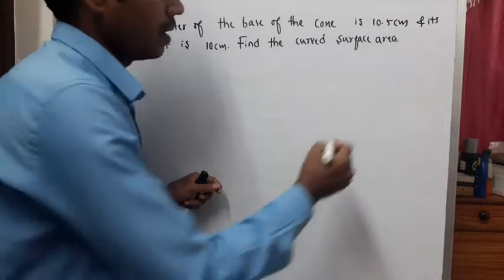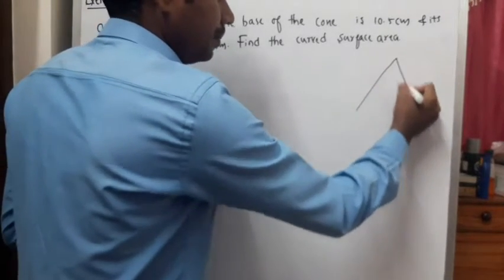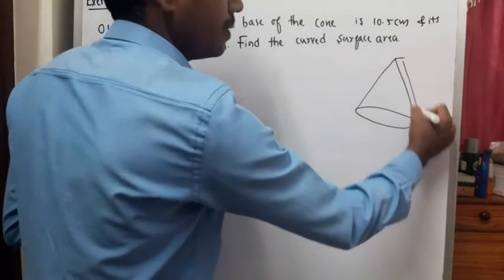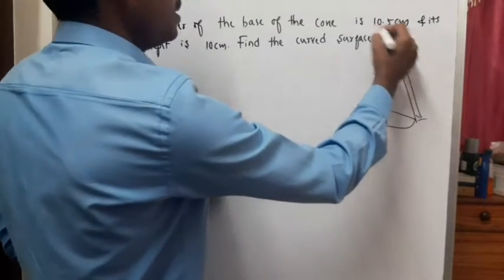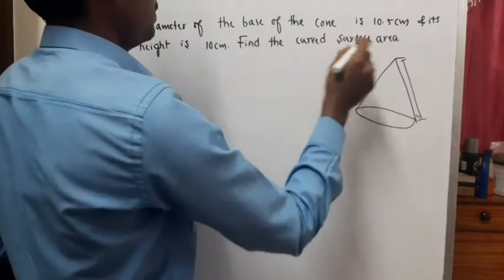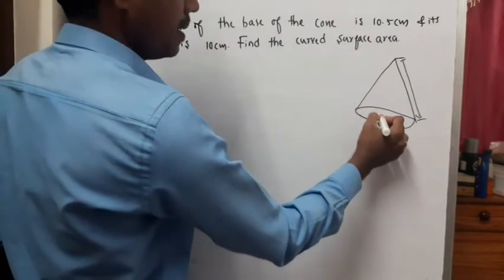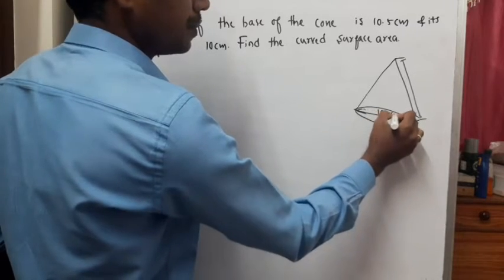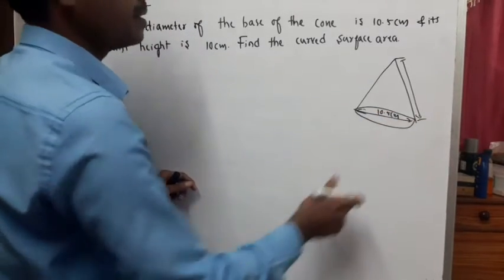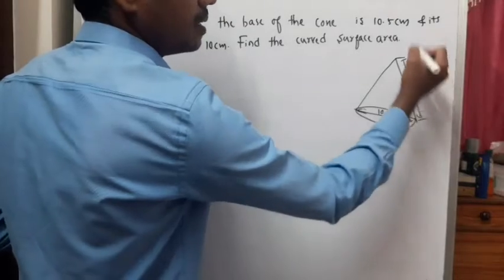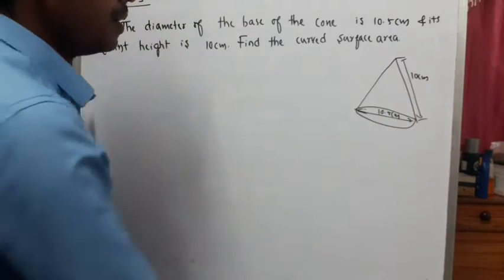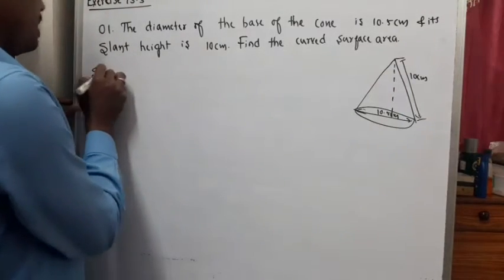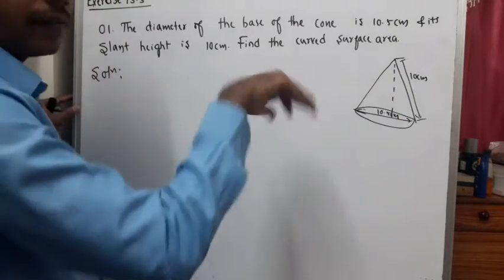See, there is a cone. Fine. So what they have given: the base diameter is 10.5 centimeter, and the slant height is 10 centimeter. So what we need to do? We need to find the curved surface area.